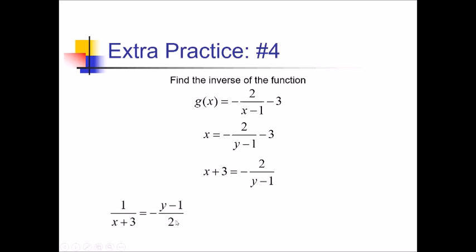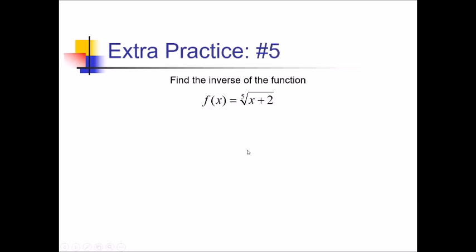Next, I want to get rid of the fraction on the right side, so I'll multiply both sides by, let's make it a -2, just so I can get rid of the negative at the same time. So then I'll have y minus 1 equaling -2 over x plus 3. And then finally, we just add 1 to the other side. So we have g inverse equals -2 over x plus 3, all of that plus 1.